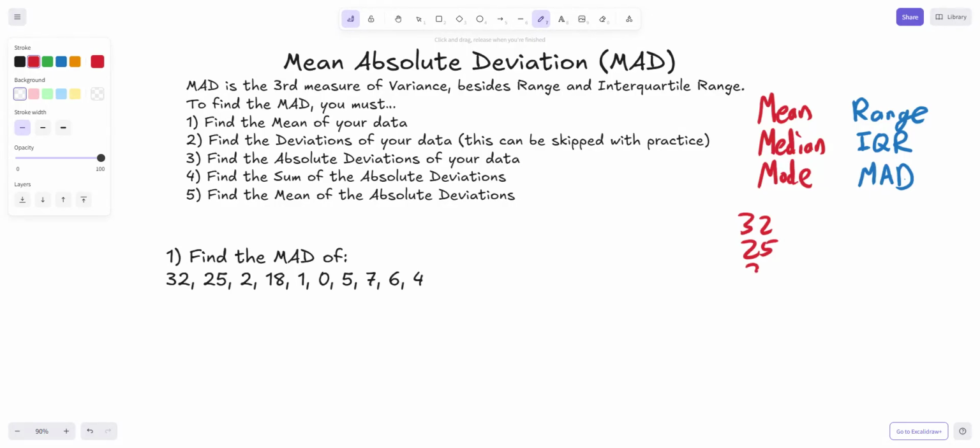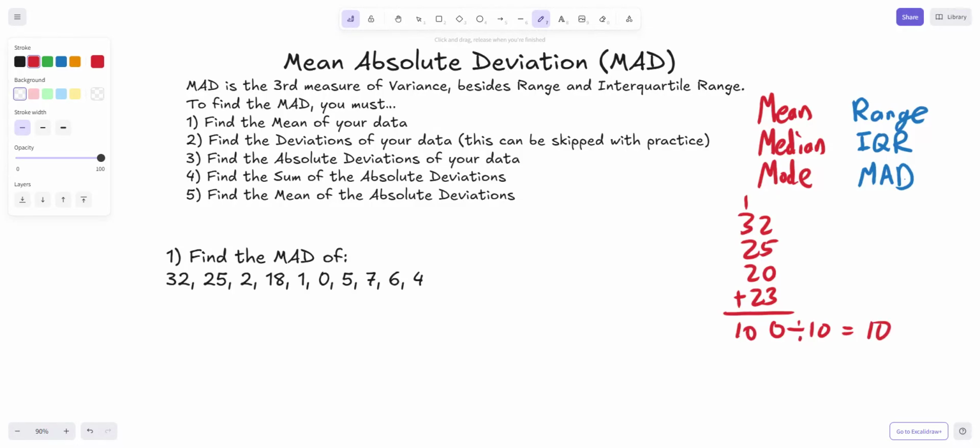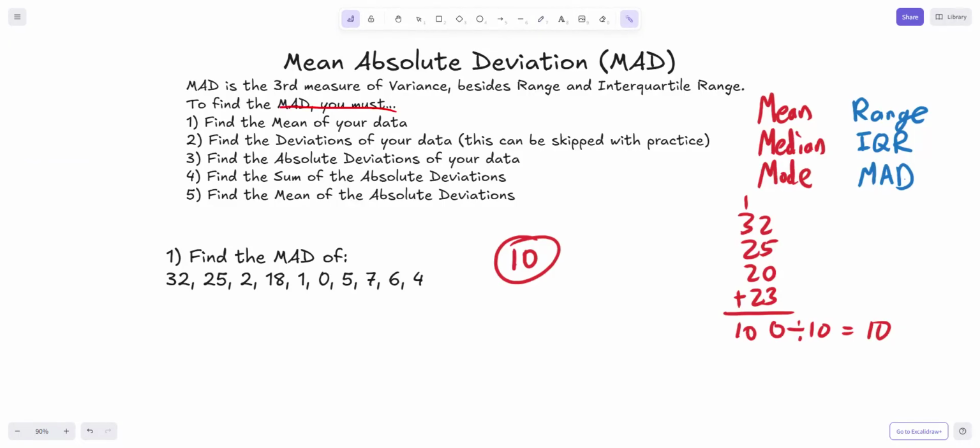32 plus 25 plus 2 plus 18. I'm just going to add that to 20. 1 plus 5 is 6, plus 7 is 13, 19, 23. Okay, so that all adds up to 100 exactly. And there are 10 numbers. 100 divided by 10 is equal to 10. So the mean is equal to 10. All right, I'm done with number one. I found the mean.